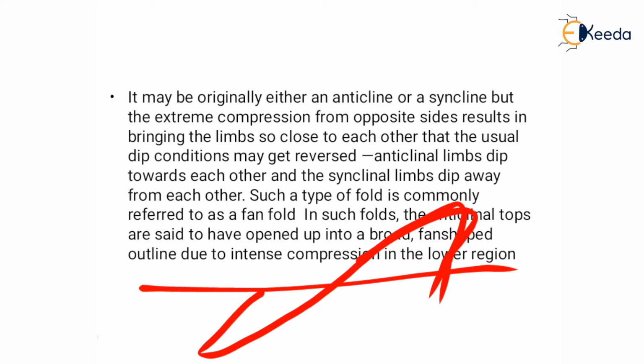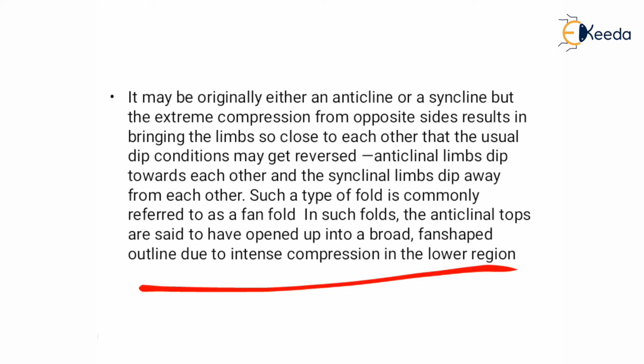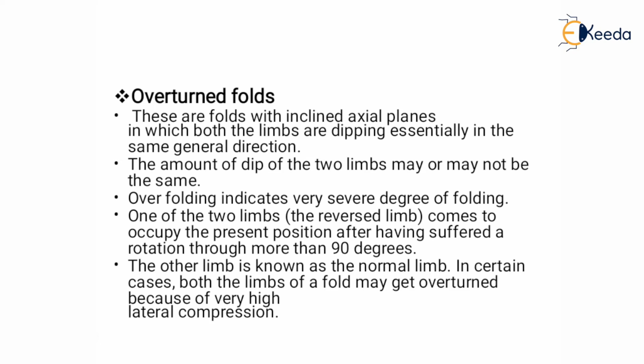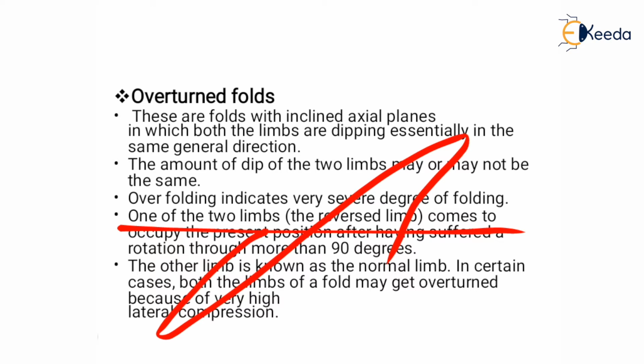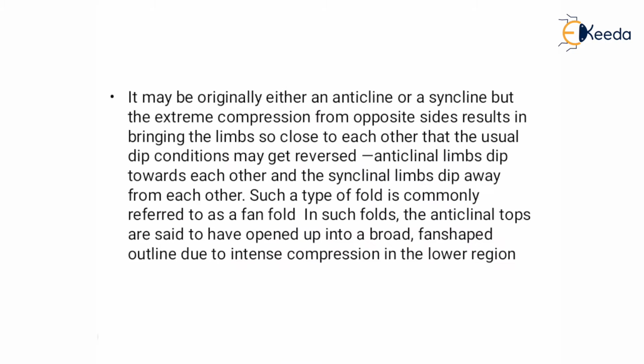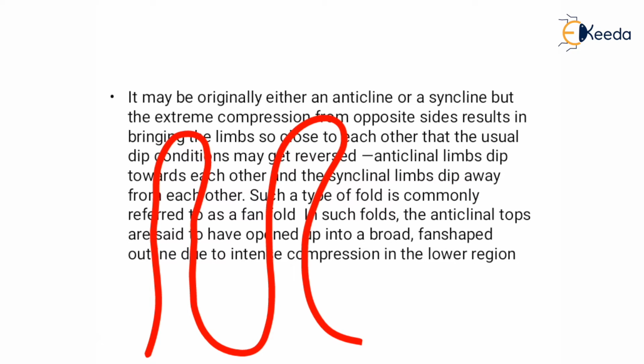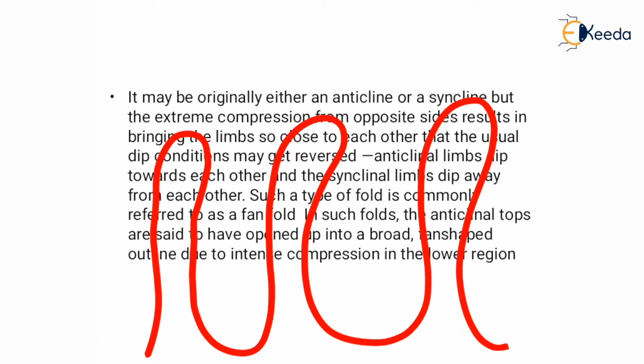In such a fold, anticline tops are said to have opened up into a broad fan-shaped outline due to intense compression all over the region. See, this is the overturned fold in which one limb gets more overturned. It may be an anticline or syncline. Here there is high compression and this overturning, then after overturning the limb moves from its original position by 90 degrees of rotation. Because of high compressive pressure, this type of structure develops opposite to the anticline and syncline.